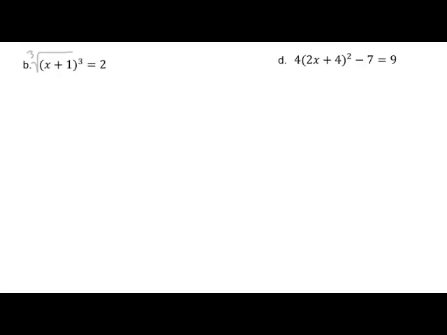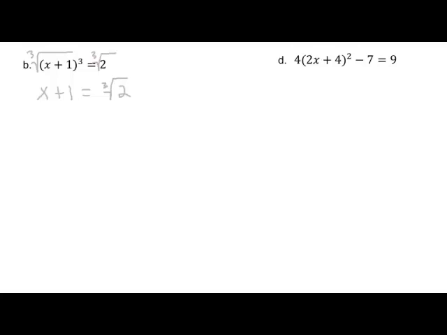For part B, we have x plus 1 all raised to the 3rd power equals 2. Again, we want to get rid of that exponent. So to get rid of a 3rd power, we're going to take the cubed root. And again, whatever we do to one side, we also have to do to the other side. So if we take the cubed root on the left-hand side of our equal sign, we are just left with x plus 1 equals the cubed root of 2.